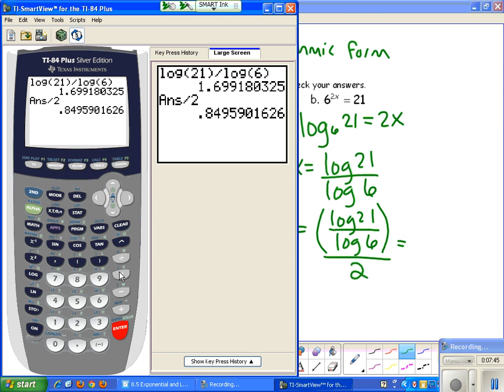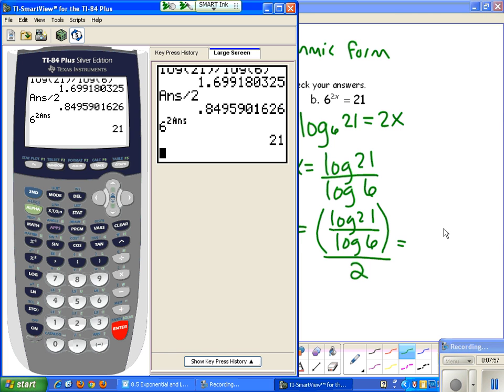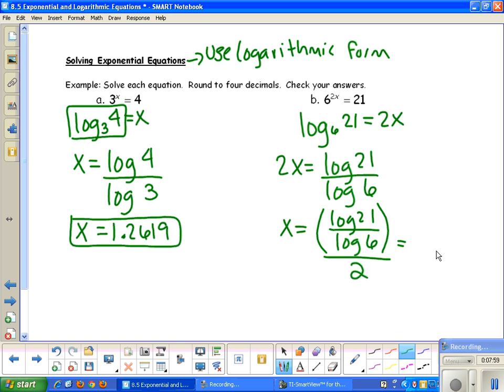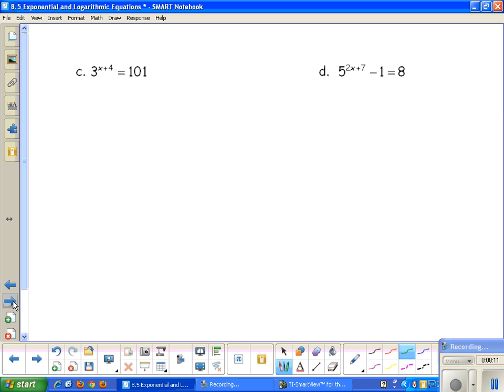And you can check your answer by doing your original equation. So 6 to the power of 2 times the answer that we just found should give me 21, which it does, so our answer checks out. So it's easy to check these. For this one, we get x is equal to 0.8496. So let's go to the next one.